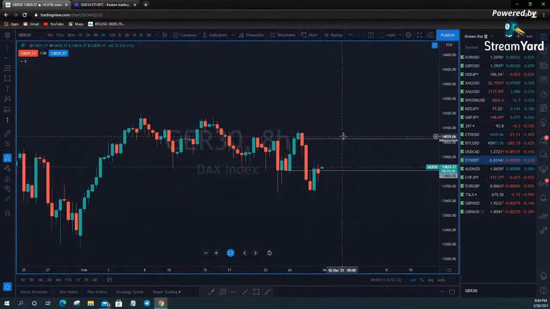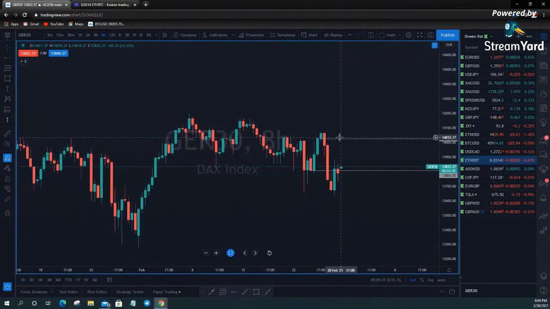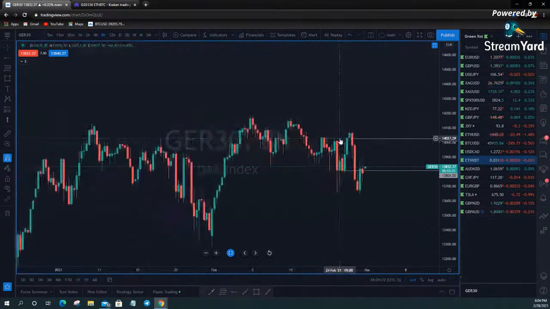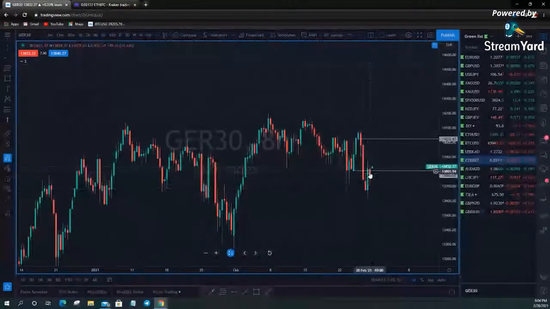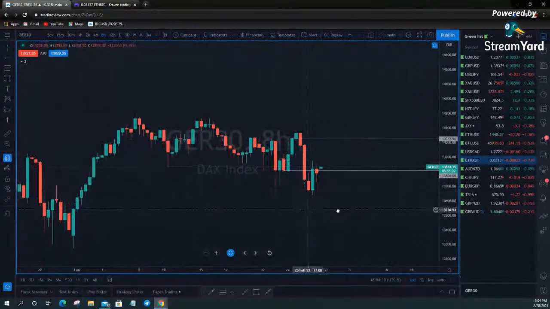An 8-hour closure above 14,022.90 invalidates the short. Just a simple close above that. Your short is done. Cooked. That's just a pullback candle from this push lower. So yeah, this one's a hard one.